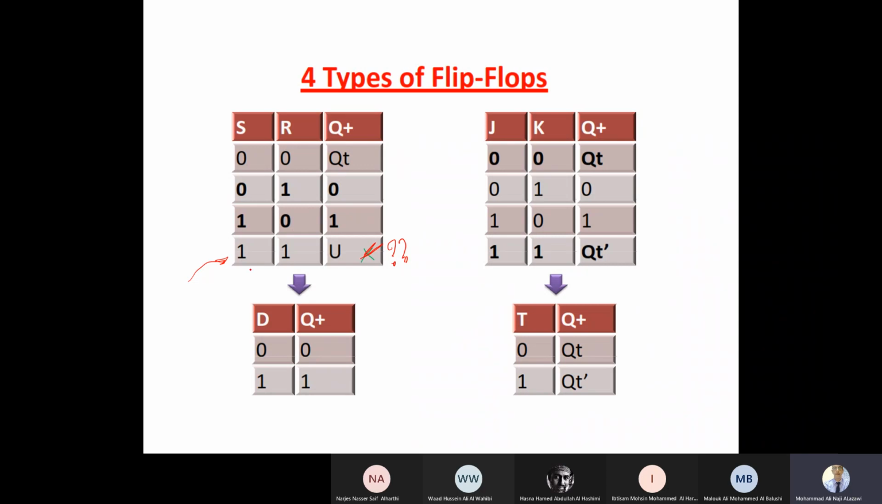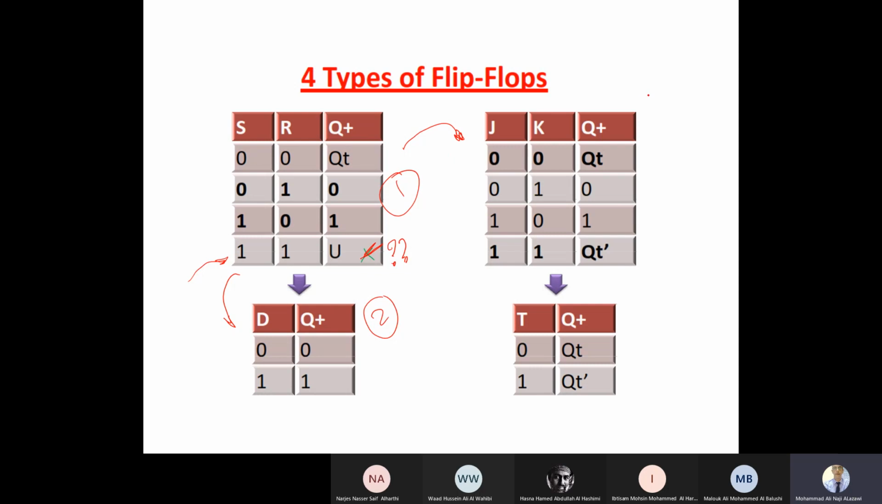Then we converted this SR flip-flop to a D flip-flop by connecting the S and R together via an inverter. So there are only 2 cases, either 0, 1 or 1, 0. This is the first flip-flop. This is the second flip-flop. Then we got feedback from the output to the input.